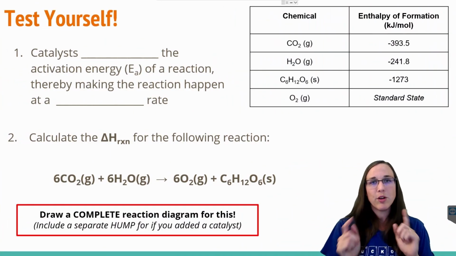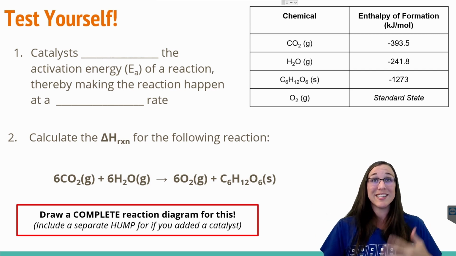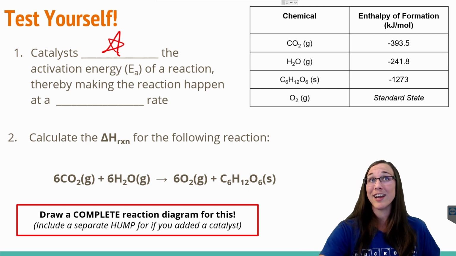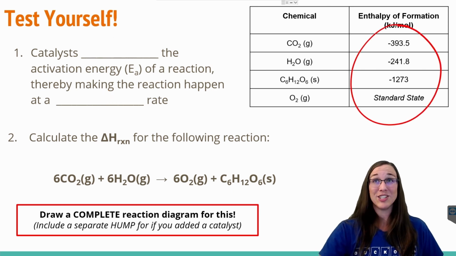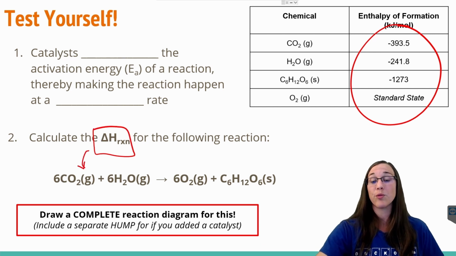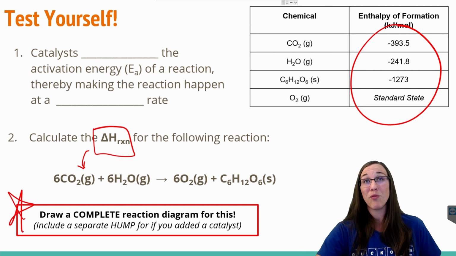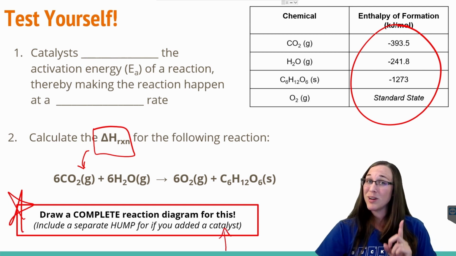Chickadee, check yourself before you wreck yourself. Make sure you can answer these questions before you move on to the next concept. Catalysts blank the activation energy of a reaction, thereby making the reaction happen at a blank rate. Then, using the following delta H's of formation, calculate the entire delta H of the reaction for the reverse of photosynthesis, and draw the complete reaction diagram for that setup, including what would happen if you added a catalyst. Make sure you label everything accordingly, of course.